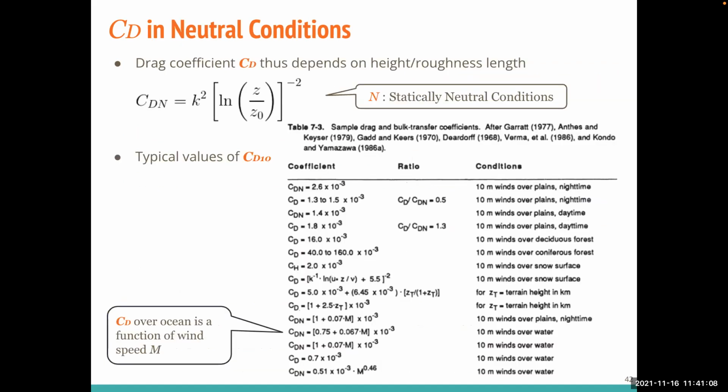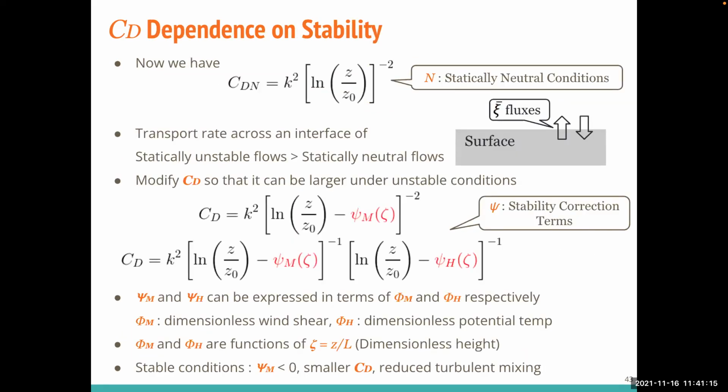Okay, we have talked about the drag coefficient depending on height, but actually the drag coefficient could also depend on the stability situation. So this one is for statically neutral conditions only. If you have an unstable situation, what would happen? You would assume that the transport rate for the unstable flow would be larger than for the neutral flow, right?